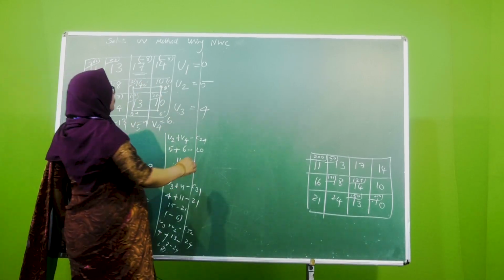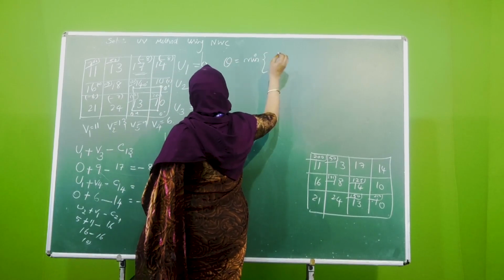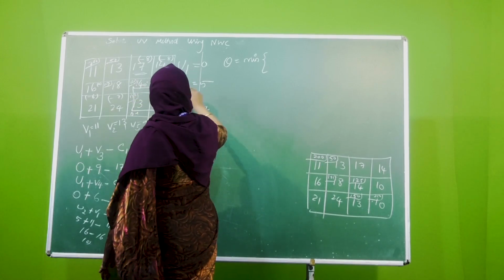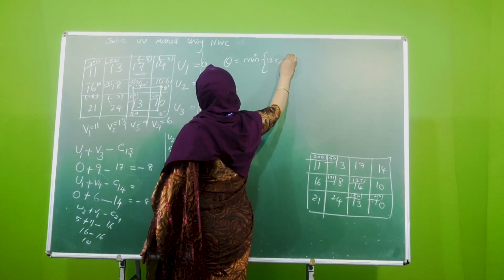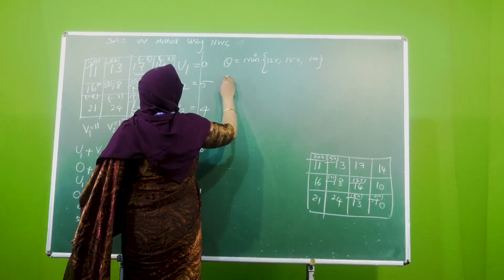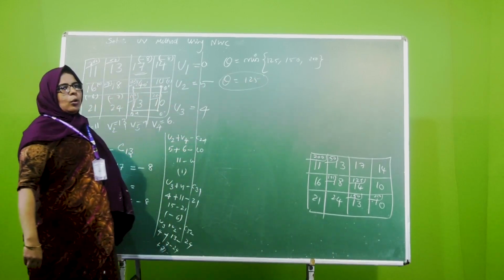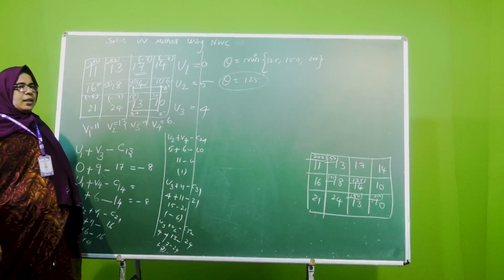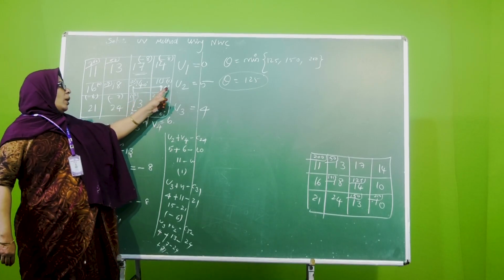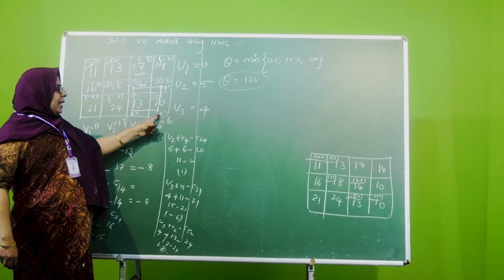So here theta is equal to the minimum of 125, 150 and 200. So theta is equal to 125. What is the theta value? Theta here is equal to 125. So what we say? Theta plus, theta minus, theta plus and theta minus.